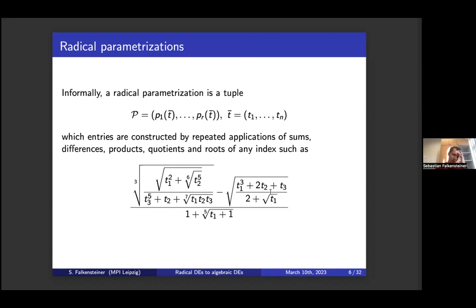So a radical parametrization is a tuple with a rank. The Jacobian has sufficiently high rank, and informally speaking, it consists of repeated applications of addition, multiplication, and taking roots. So something like this here.